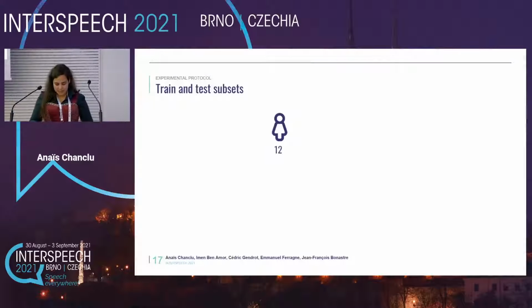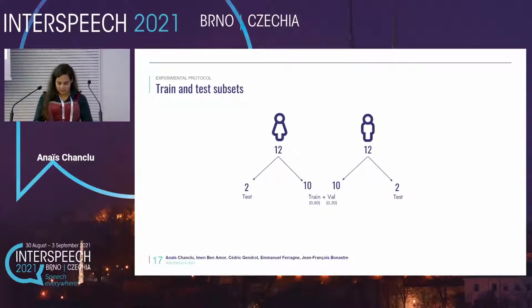Now for the data splitting, we randomly selected for each gender 2 speakers, and we used the corresponding audio data to form a fully separated test set. 20% of the remaining data are then randomly selected to form the validation set, and the rest is dedicated to the training set. The speakers of the test set are never used in the training or in the validation set, and the training and validation set contain recordings spoken by the same speakers.